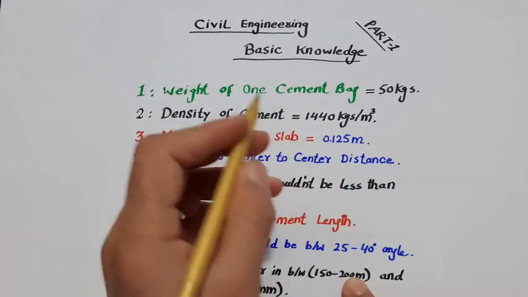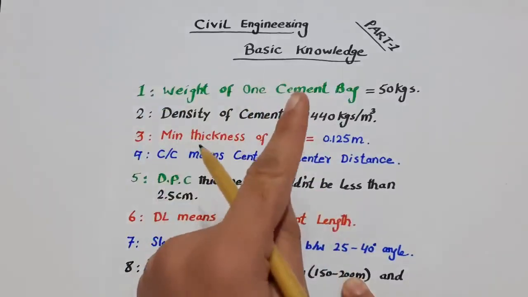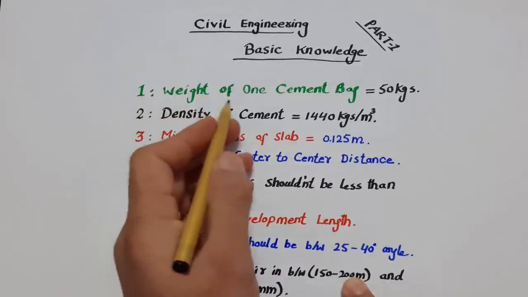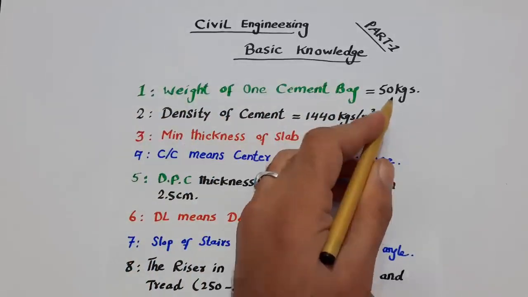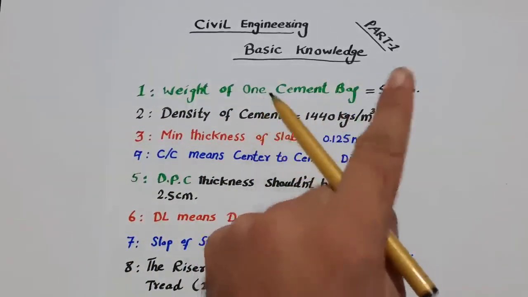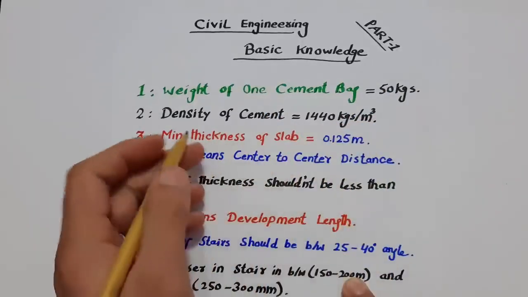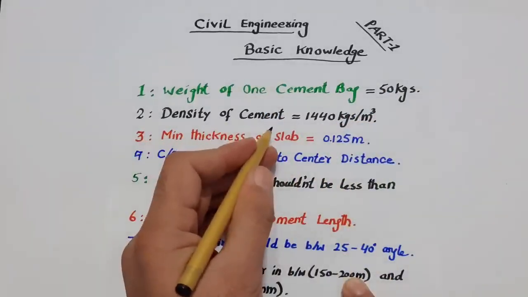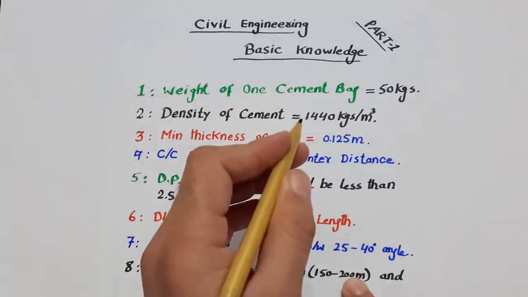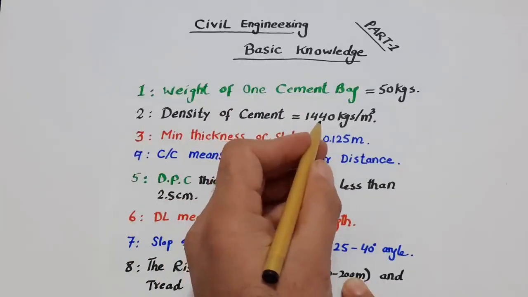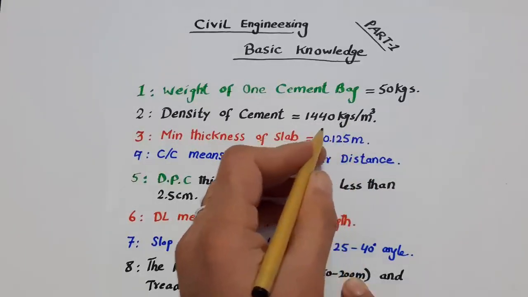Guys, the first one is you should know the weight of one bag of cement. Okay, the weight of one bag of cement is 50 kgs. The second one is density of cement. The density of cement in cubic meter is 1440 kgs per meter cube. This is the density of cement.